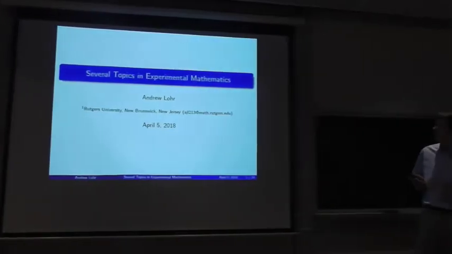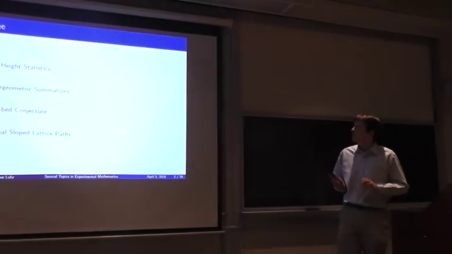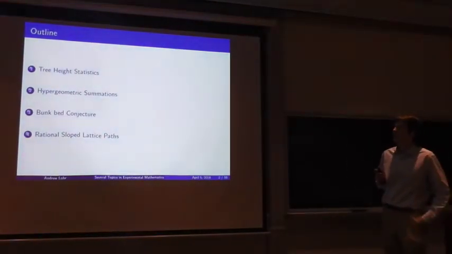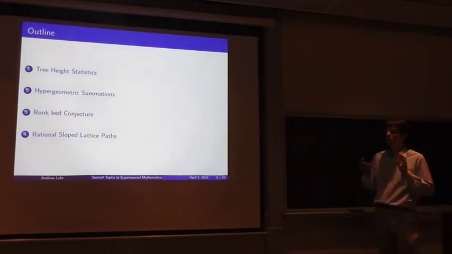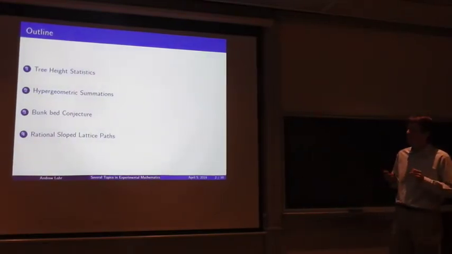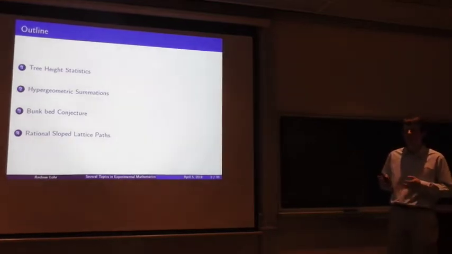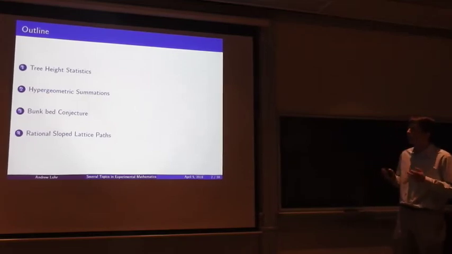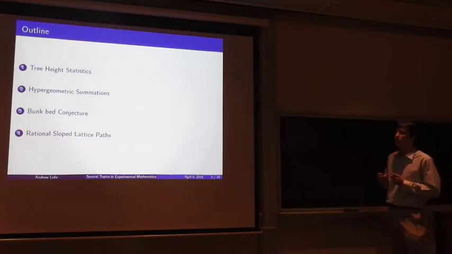So, as the title says, several topics in experimental math. First we're going to talk about tree height statistics, and this will discuss this total height statistic that you can put on any rooted tree. We're going to look at certain classes of rooted trees and see how the values of this statistic behave as we allow more and more vertices in this certain class of trees.